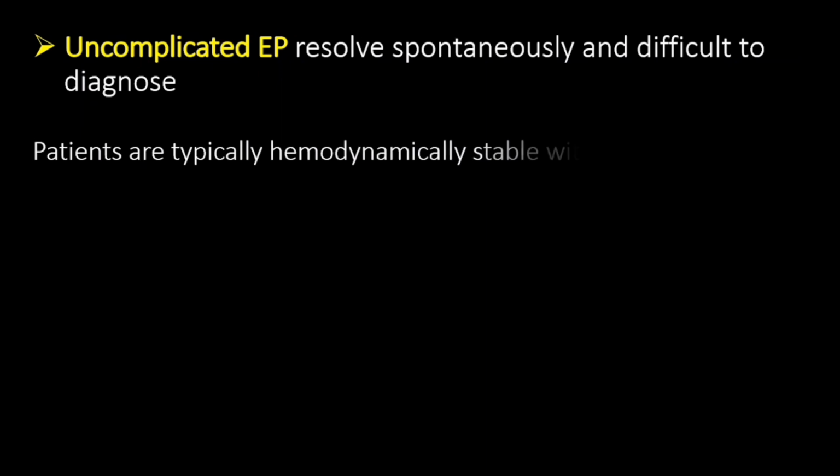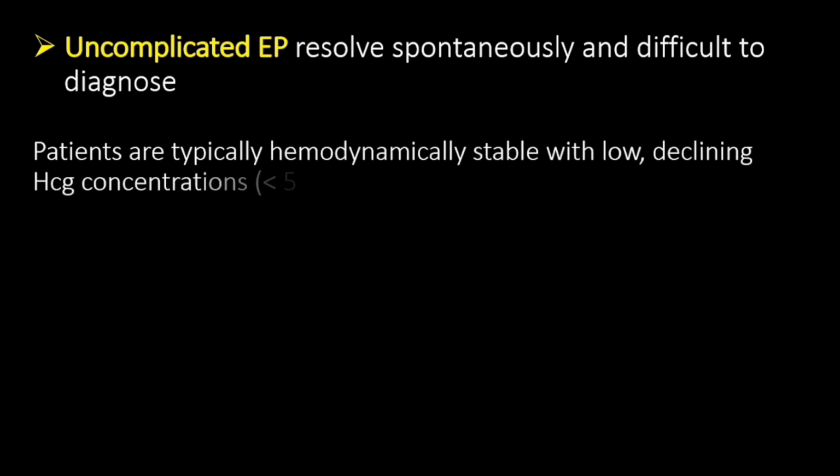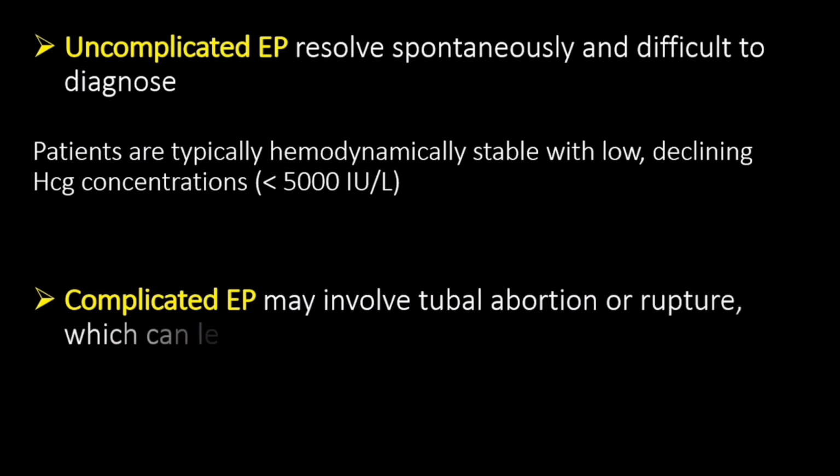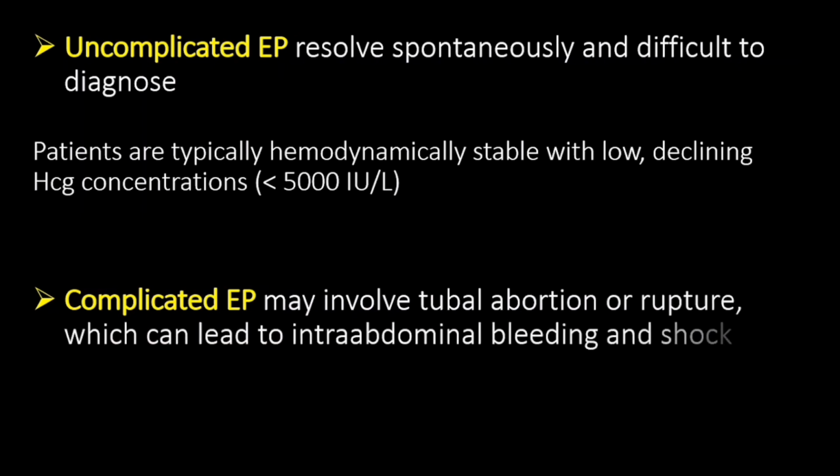Patients are typically hemodynamically stable with low and declining HCG concentration, less than 5,000. The complicated case may involve tubal abortion or rupture, which can lead to intra-abdominal bleeding and shock.